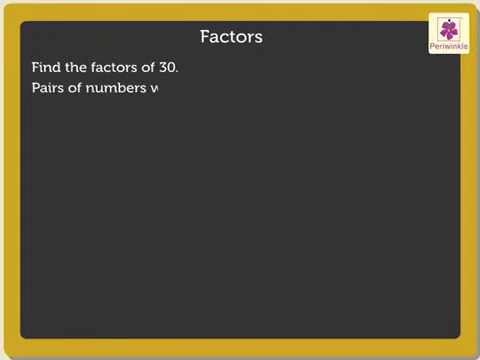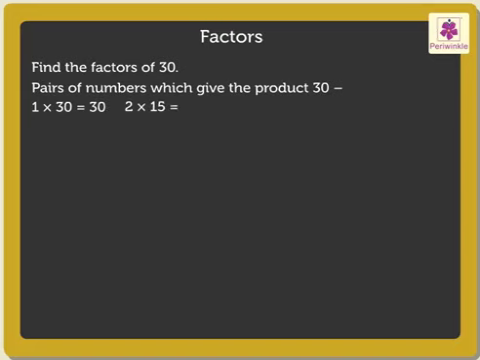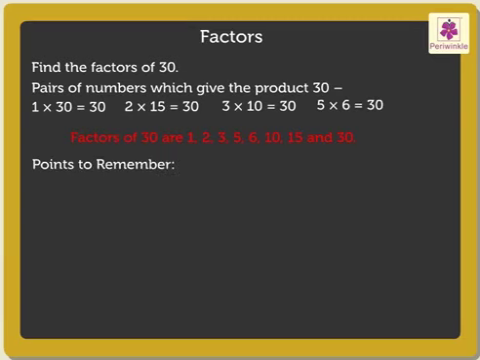The pairs of numbers which give the product 30 are 1 into 30 is equal to 30, 2 into 15 is equal to 30, 3 into 10 is equal to 30, 5 into 6 is equal to 30. Thus, the factors of 30 are 1, 2, 3, 5, 6, 10, 15 and 30. Now, look at these factors and remember these points.